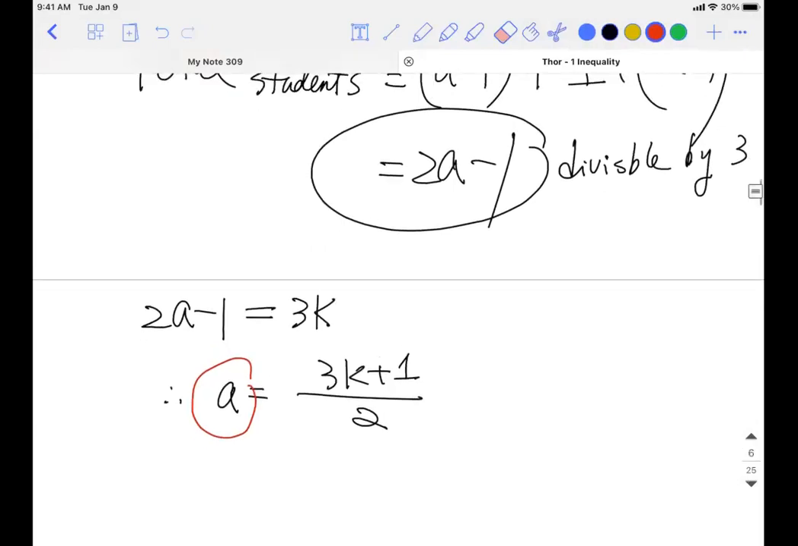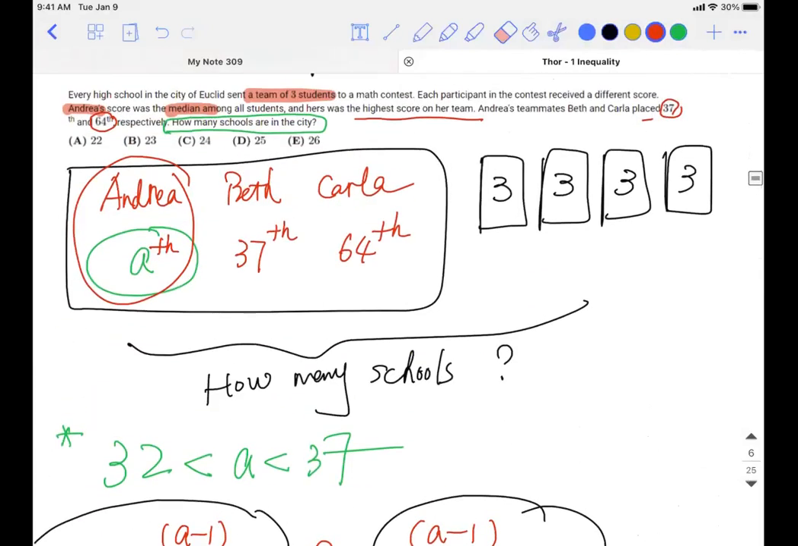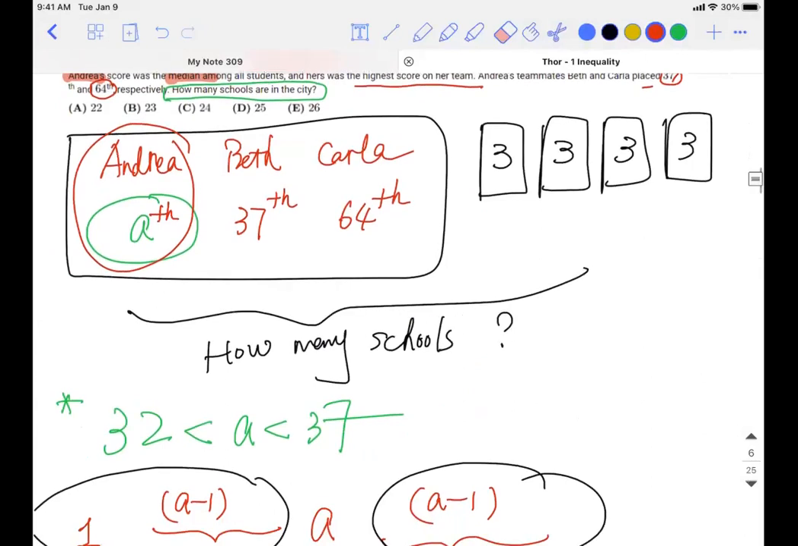Now I've kind of already got a direction. So my next step is I need to find out the value for A. What is my value for A? You need to find the inequality to make it happen. So first thing first, Alex already helped us to figure out Andrea is the best student in her own team, and Beth already has 37. So of course, A must be less than 37, right? Andrea must be better than Beth, so she should be less than 37.